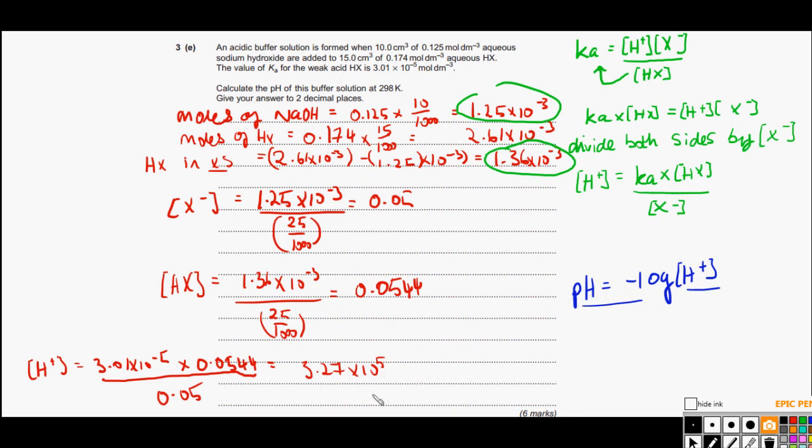And to get pH we just do minus log of the hydrogen ion concentration, and that's equal to minus log of 3.27 × 10⁻⁵, and that gives us 4.48. So pH is always given to two decimal places, and that's how we calculate the pH of this buffer solution.